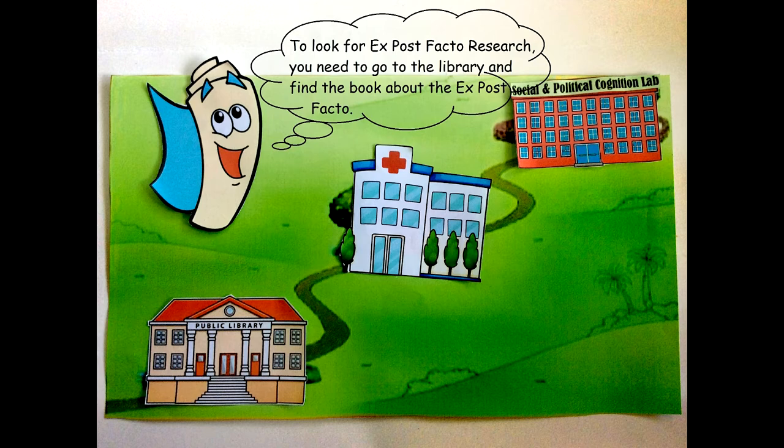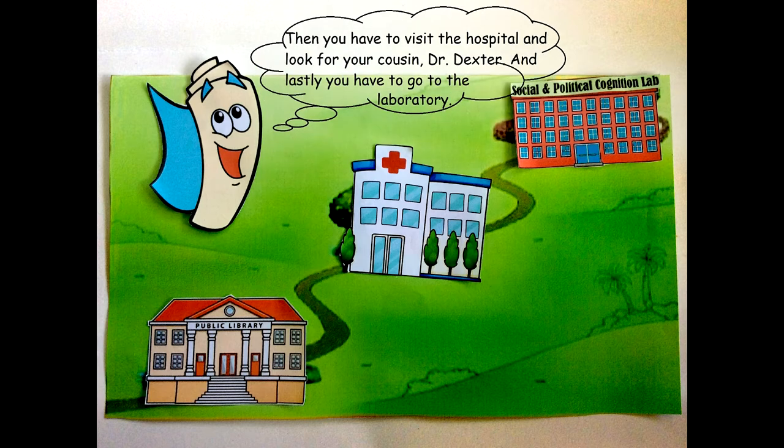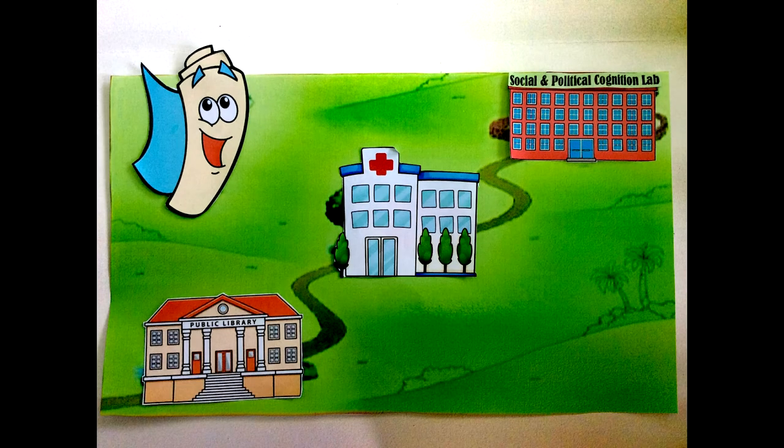To look for ex post facto research, you need to go to the library and find a book about the ex post facto. Then you have to visit the hospital and look for your cousin Dr. Dexter. And then the last, you have to go to the laboratory.